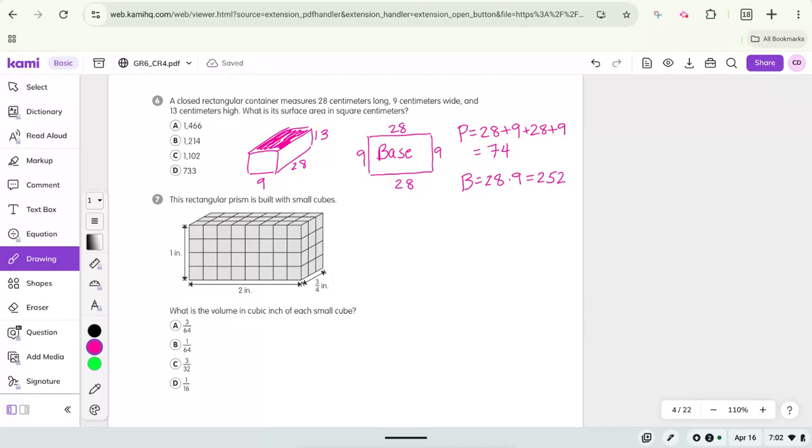Now I need those measurements because I'm trying to find the surface area of this figure, and the formula for the surface area of a prism is the perimeter of the base times the height plus 2 times the area of the base. So the perimeter is 74. The height, remember, is 13, plus 2 times the area of the base, which is 252.